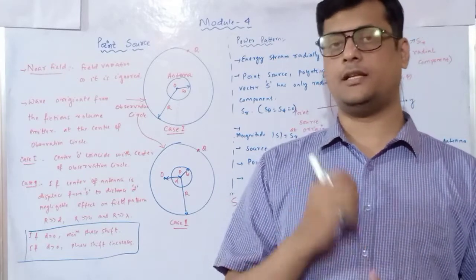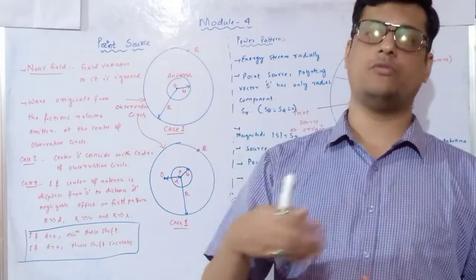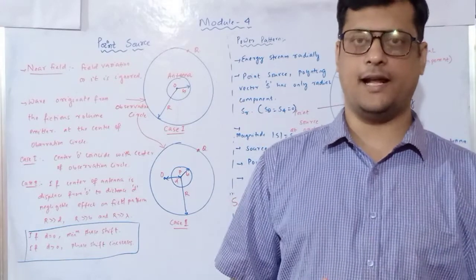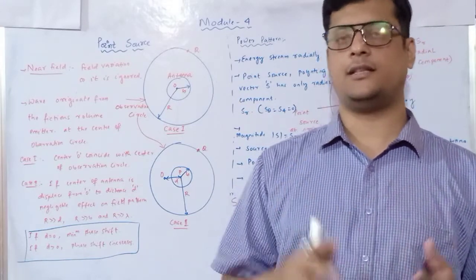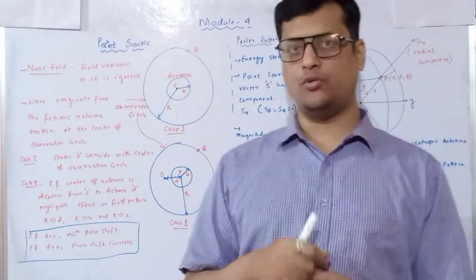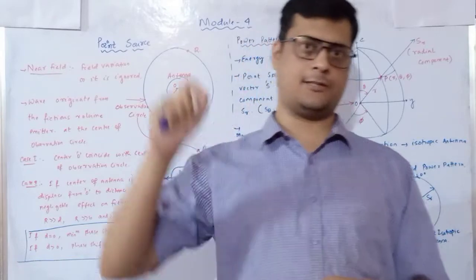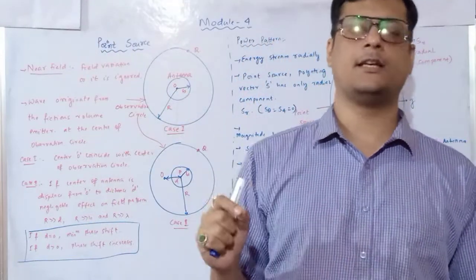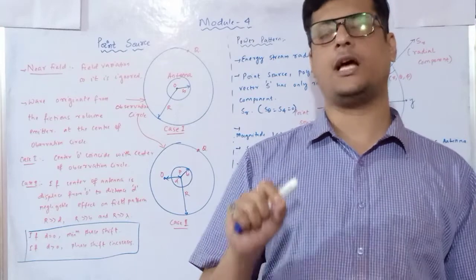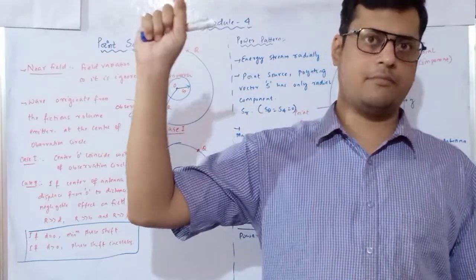So how do we overcome this? The way to overcome this particular case is that we should measure at the observation point, this Q point. The Q point should be placed at a certain distance at which the effect will be very negligible. So where will I put this Q?